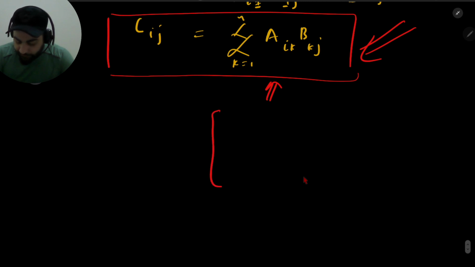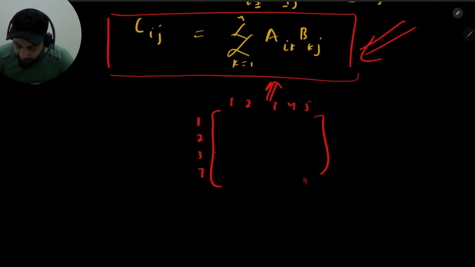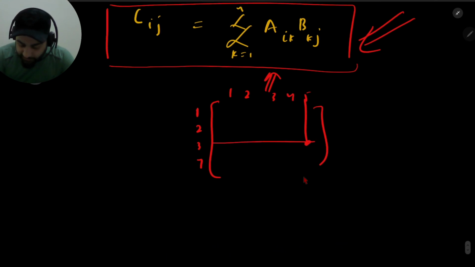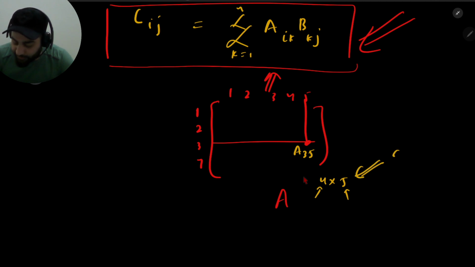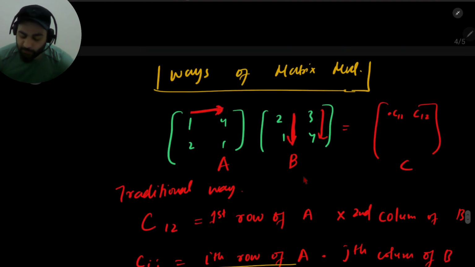So again, for example, take a matrix with entries 1 2 3 4, 1 2 3 4 5. If I talk about this element, let's suppose this is matrix A, so over here I can call this element a_35. We call this its dimension: this is 4 cross 5 because it has 4 rows and 5 columns. So these are called the dimensions of a matrix.